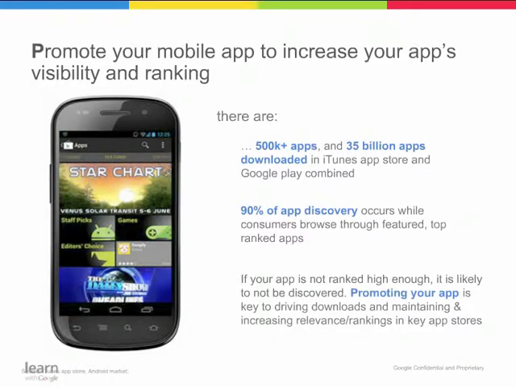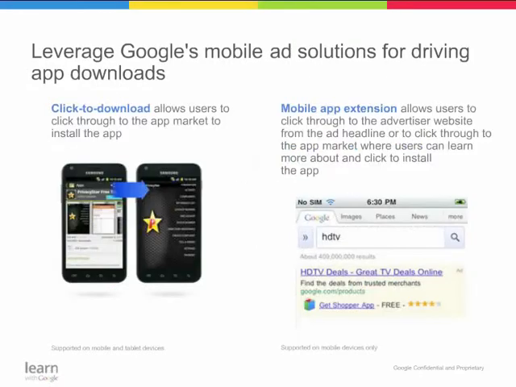Now let's touch on leveraging Google's mobile ad solutions for driving app downloads. First, promote your app using click-to-download ads on search and display. First, on display. Developers can promote their apps using click-to-download banners across our in-app and network and mSearch. Mobile users simply tap on the banner and it takes them directly to the app's official description page on the app market, where they can then directly download the app to their phones.